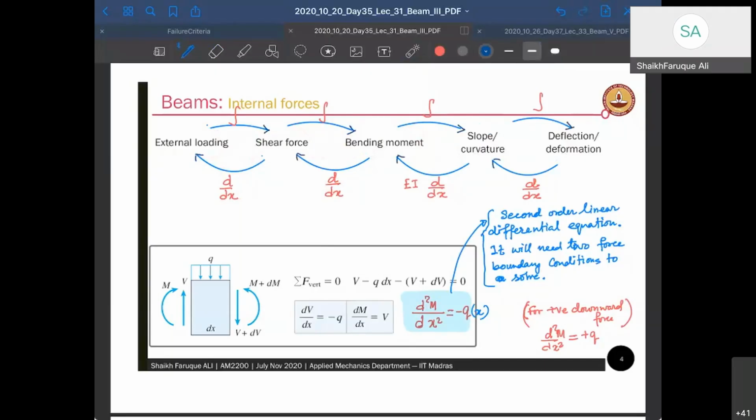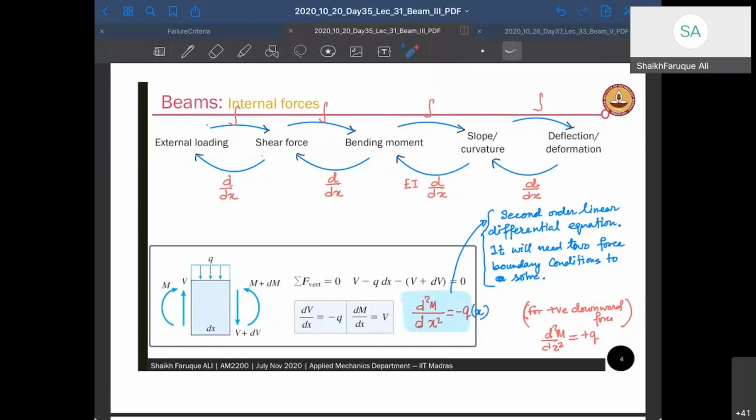One of the relationships you might have already done in your first year is the relationship between moment and the external load. This is given by d squared M by dx squared is equal to minus q. So q(x) is a distributed load given on the surface of the system, downward, and M is the bending moment anywhere in the section. How do you find that?